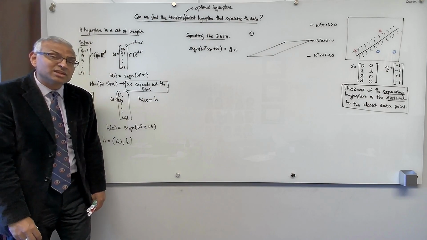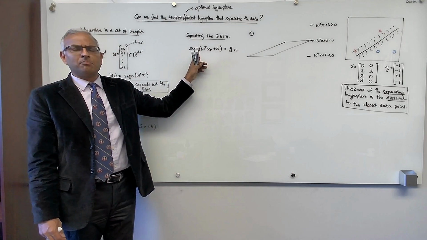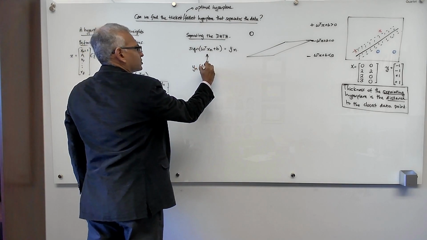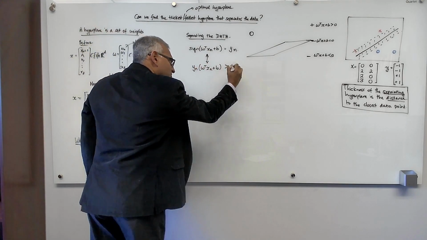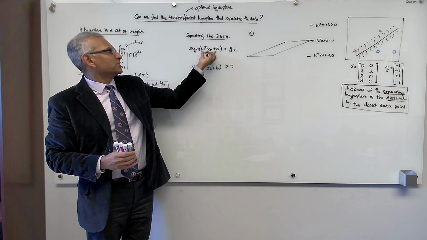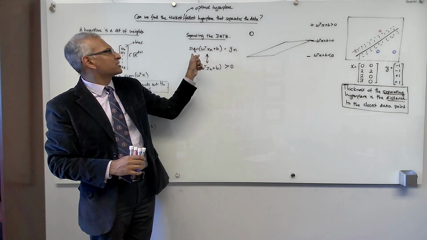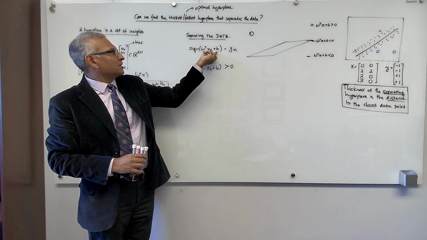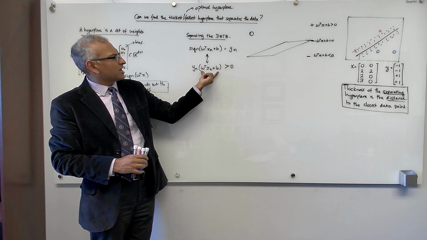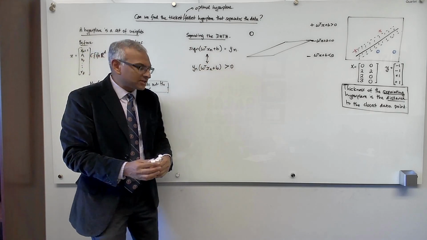But now there's a very convenient way of rewriting this condition, which doesn't need this messy, complex sign function. This is equivalent to the statement yn times (w transpose xn plus b) is greater than 0. Let's quickly check. If yn is plus 1, for the sign to equal yn, this must be positive. If yn is minus 1, the sign of this guy must be negative, so this guy must be negative. With yn minus 1, minus of this guy must be positive. Equivalent.